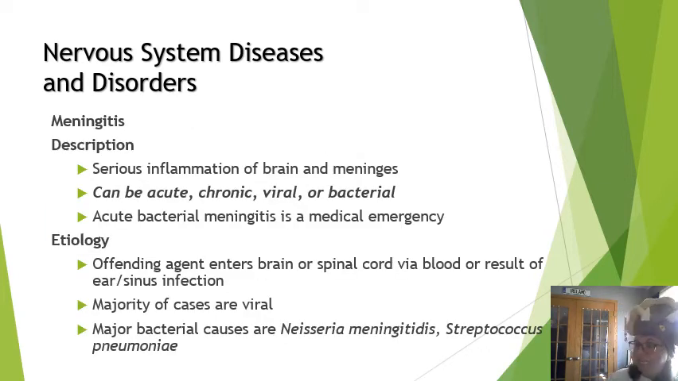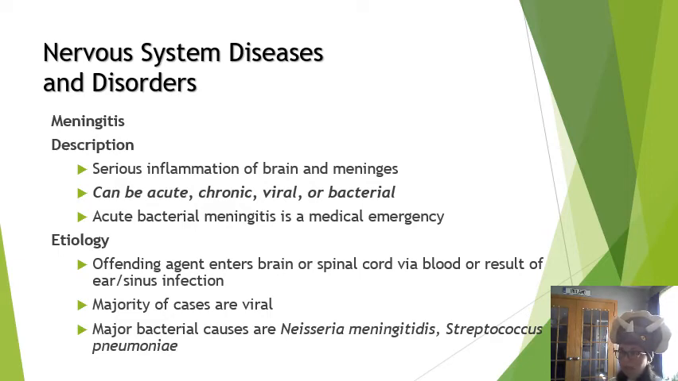Okay, meningitis. Let's talk about something a bit more notable and infectious, and that would be meningitis. This is a very serious inflammation of the brain meninges. The meninges is a thin layer that winds up surrounding the brain. Meningitis can be acute, can be chronic, viral, or bacterial. Acute bacterial meningitis falls into a medical emergency category, and it needs to be addressed as soon as possible. Etiology, I guess it would depend on the offending agent, but it's how it enters the brain or spinal cord via the blood, or it results from an ear or sinus infection, and that's just because of the close proximity to the brain.